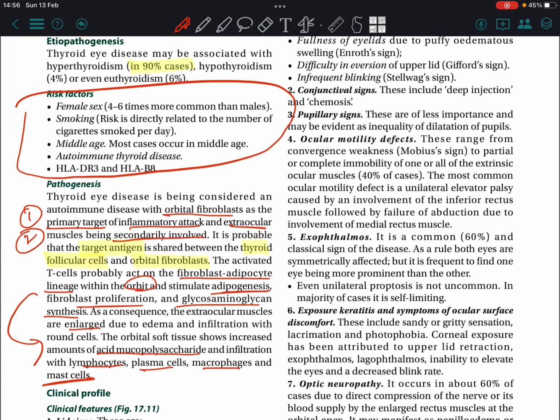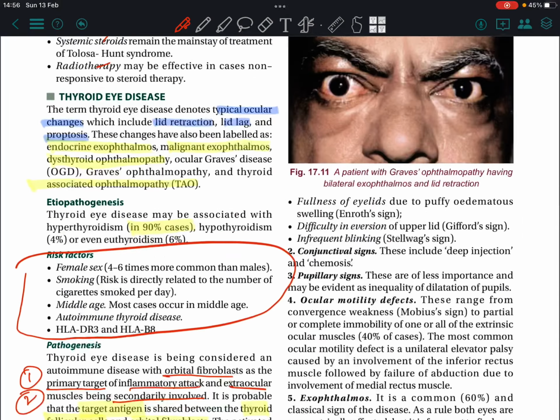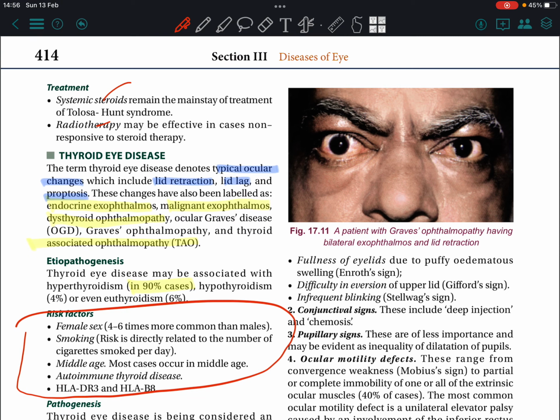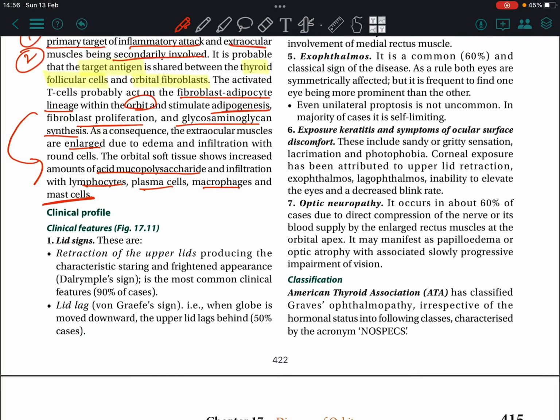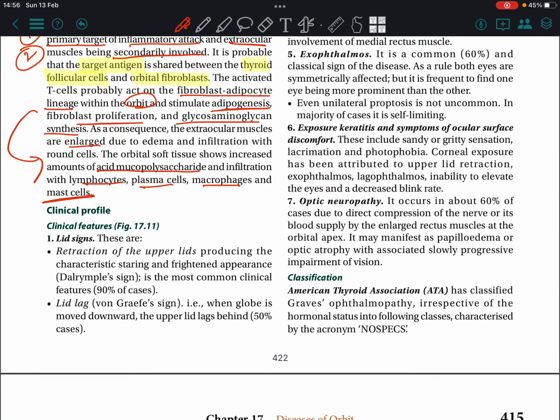Clinical features: we'll see figure 17.11, a patient with Graves' ophthalmopathy having bilateral exophthalmos with lid retraction. Clinical profile, lid signs: retraction of upper lids producing the characteristic staring, frightened appearance. Dalrymple sign is the most common clinical feature, in 90% of cases.